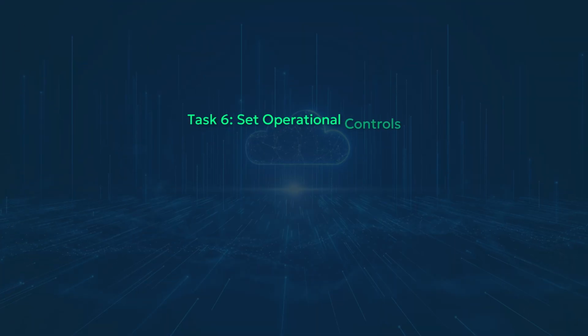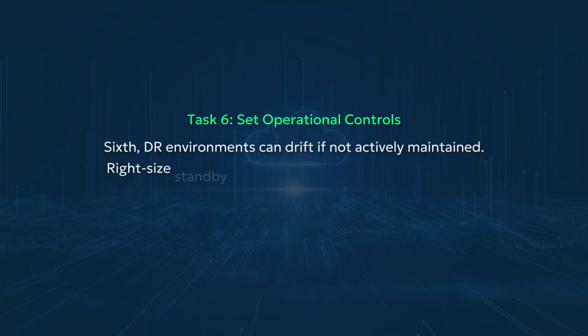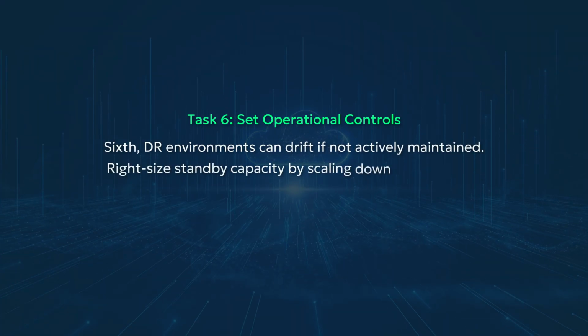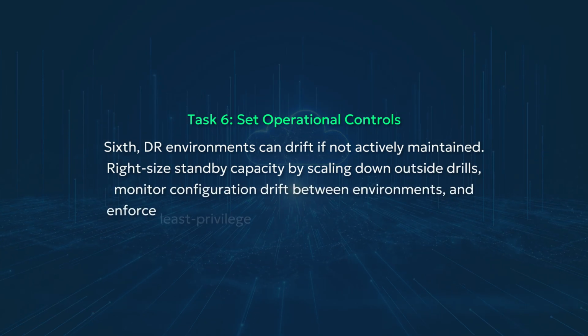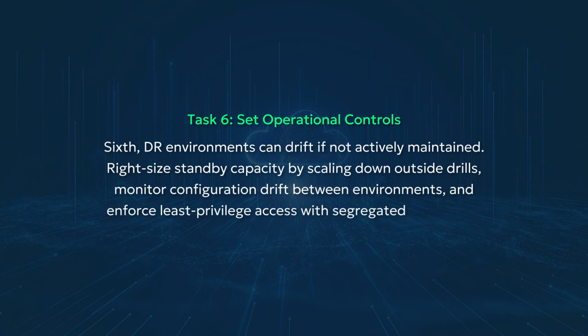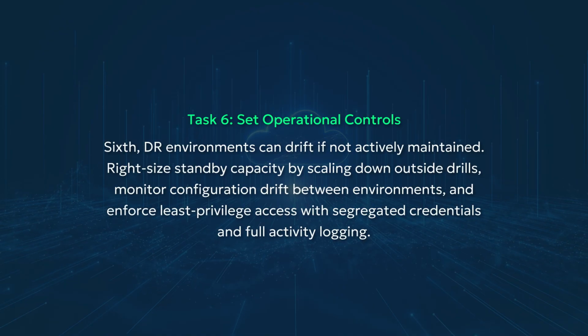Set operational controls. Sixth, disaster recovery environments can drift out of alignment over time if they aren't actively maintained. Right-size your warm standby capacity by scheduling scale down outside of drills. Monitor configuration drift between production and disaster recovery environments. Then enforce least privilege access, segregate DR credentials, and log every DR action.